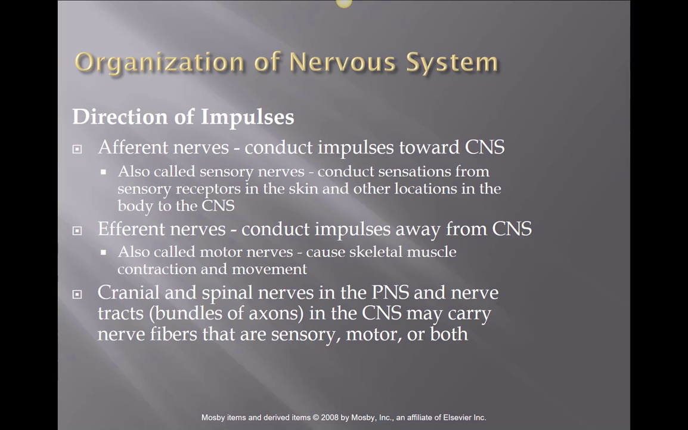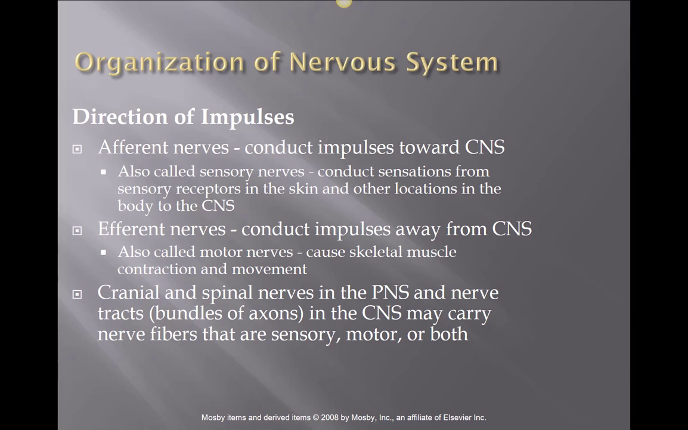When we look at direction of impulses in the organization of the nervous system, we have the afferent nerves, and these are ones that actually receive information or carry information up towards the brain. So these are going to be sensory. They're going to take information from the peripheral nervous system, take it to the spinal cord, from the spinal cord up to the brain, and so these are always afferent.